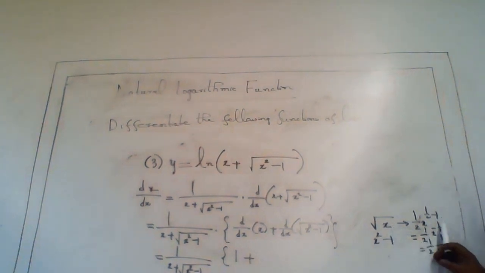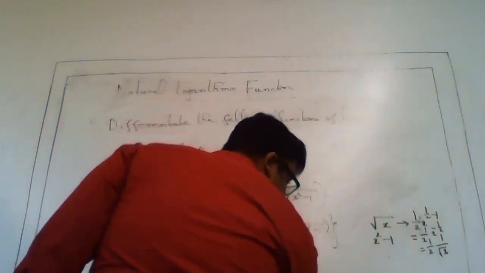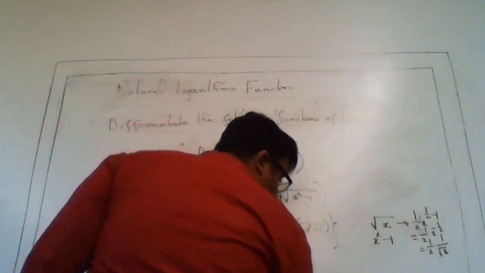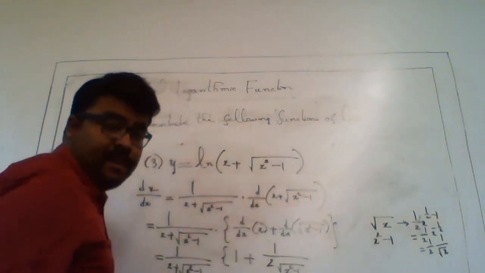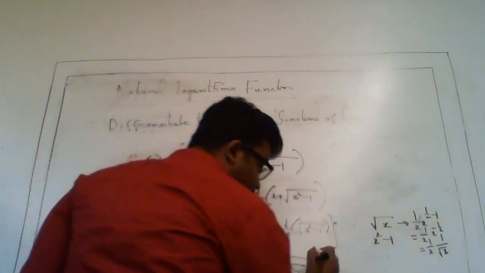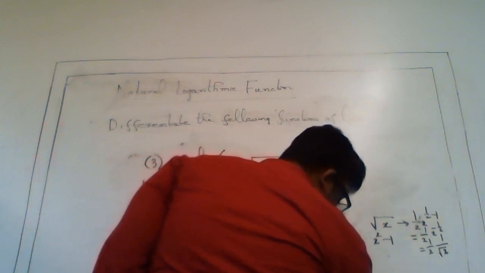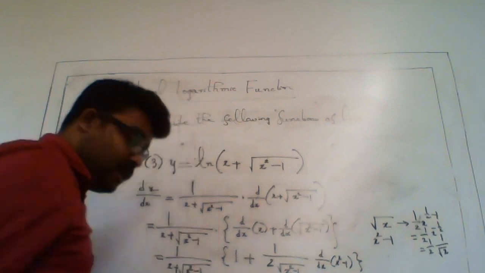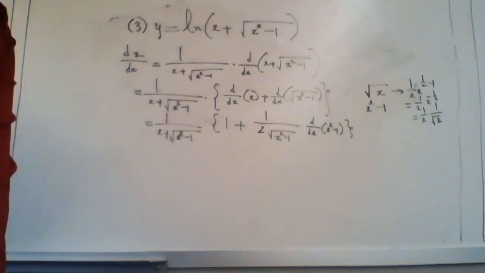This is the derivative of the outer function. It has to be evaluated at the inner function, and the inner function is x squared minus 1. So it should be 1 by 2 square root of x squared minus 1, times the derivative of the inner function, which is d/dx of x squared minus 1. Okay. Now if you try to simplify it further, I'm showing this to you.